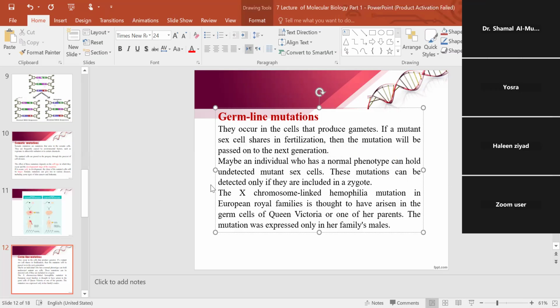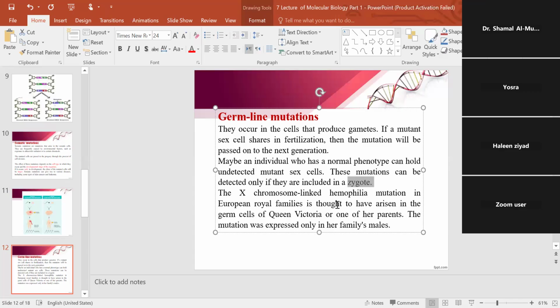This mutation can be detected only when it is included in a zygote. If you have a zygote, from the zygote you know whether this happened in the egg or in the sperm.